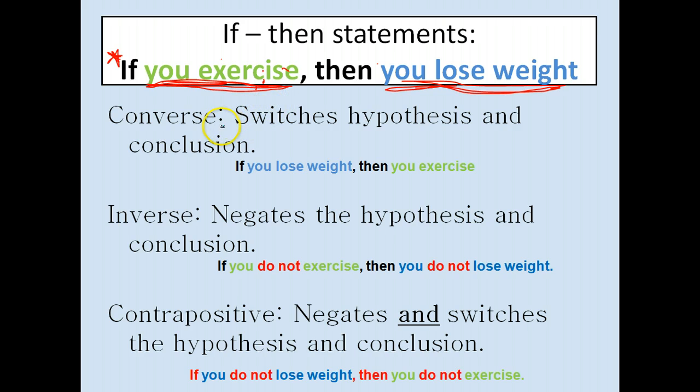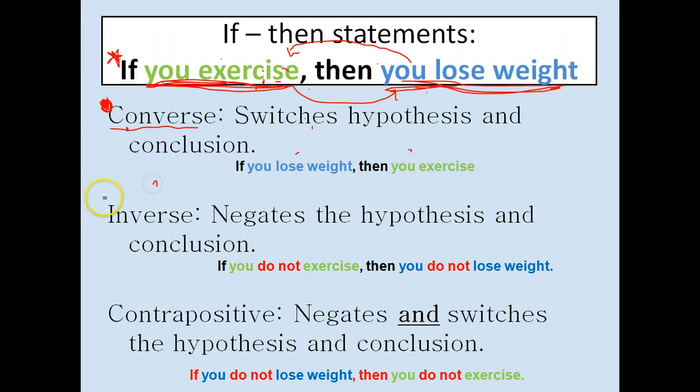Okay, so there are some things we can do to an if-then statement, some adjustments, changes that can be made, different forms. The first one we talk about is the converse. The converse takes your original statement and switches the hypothesis and conclusion. So it switches the if and the then. Our original statement was if you exercise, then you lose weight. The converse would switch these two, so that you're saying if you lose weight, then you exercise.